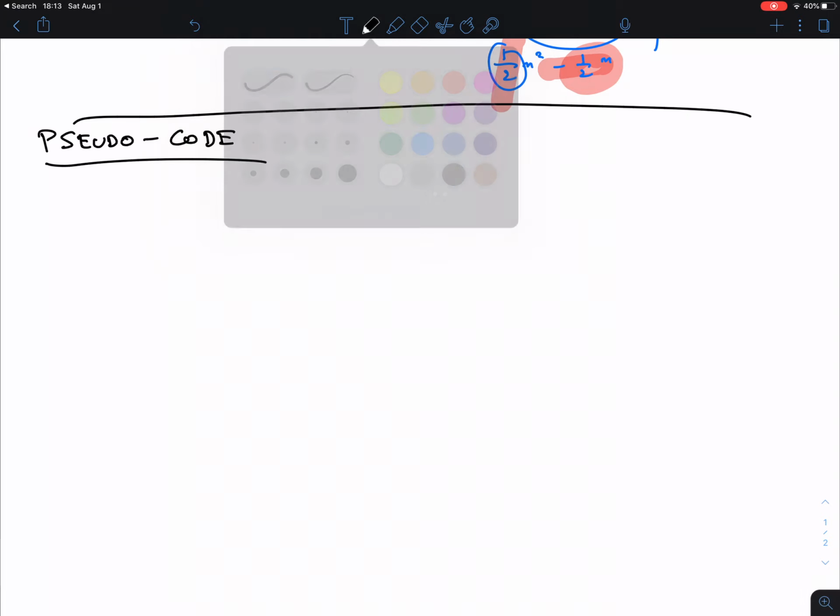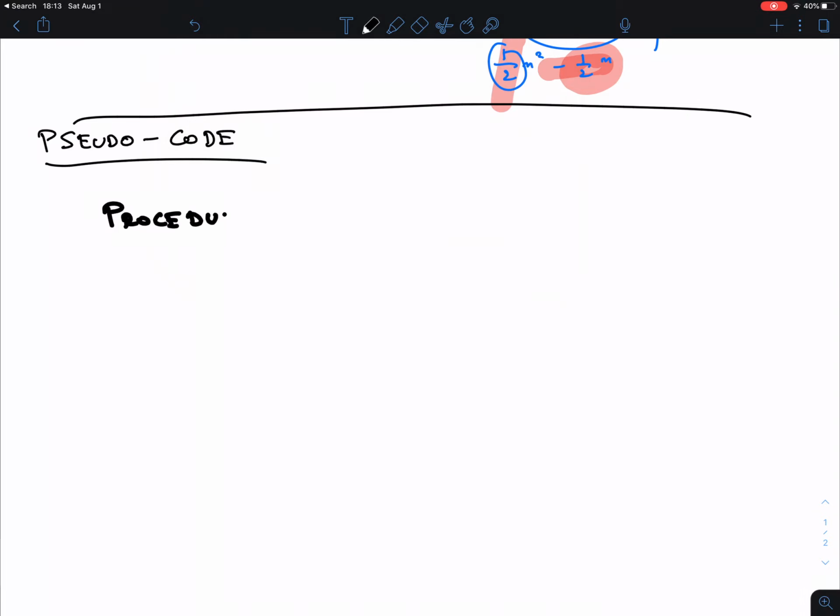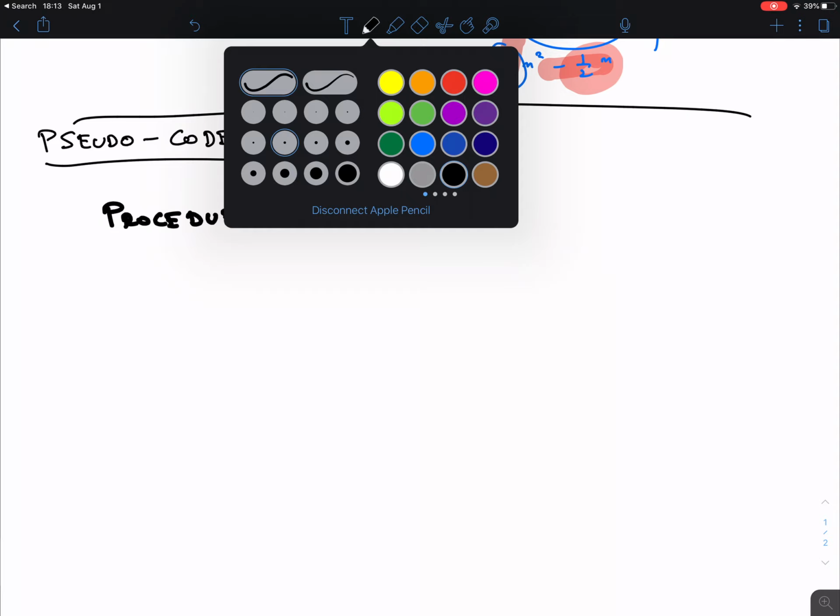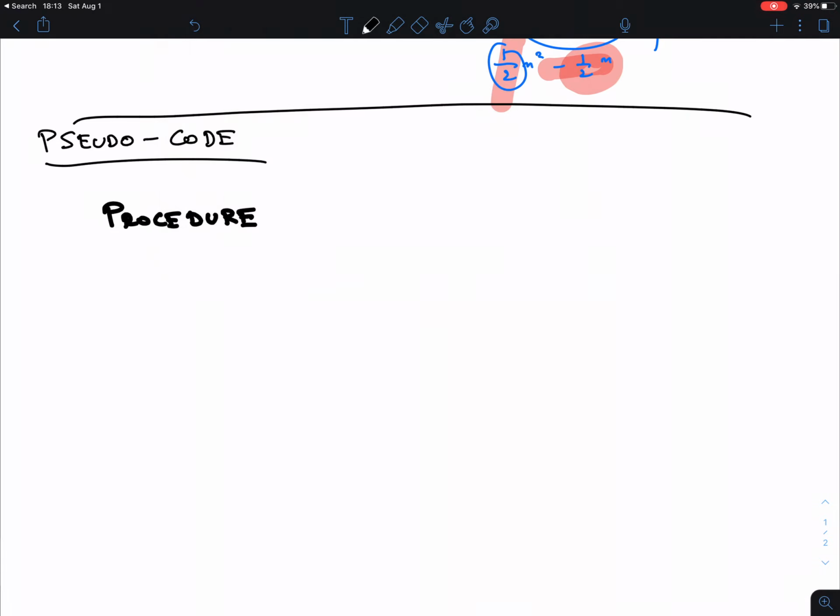So we have procedure. So okay, I hope it somehow stays legible. So this is a command, right? Procedure. Then we give it a name. The procedure name is going to be insertion sort.